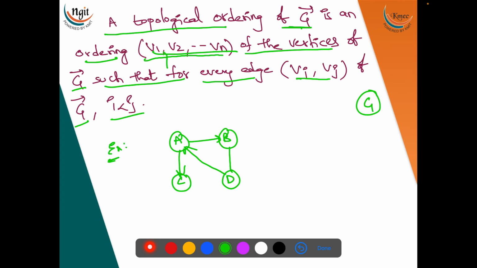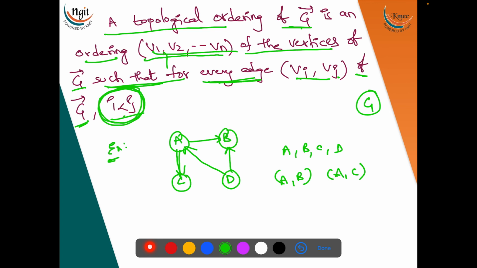So what are the vertices? The vertices are a, b, c, d such that for every edge, what are edges we have? A to B is one edge and A to C is the other edge. So for every edge (vi, vj) for a particular graph, the relation of i and j should be i less than j. That means increasing order. So when you are at vertex A, what are edges from A available? A to B and A to C.